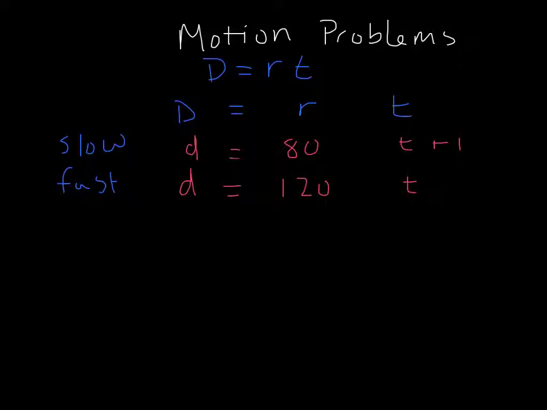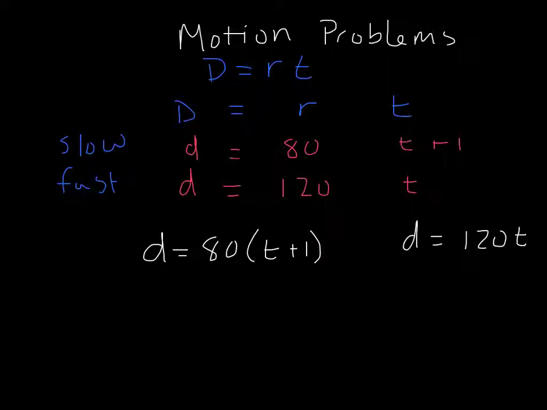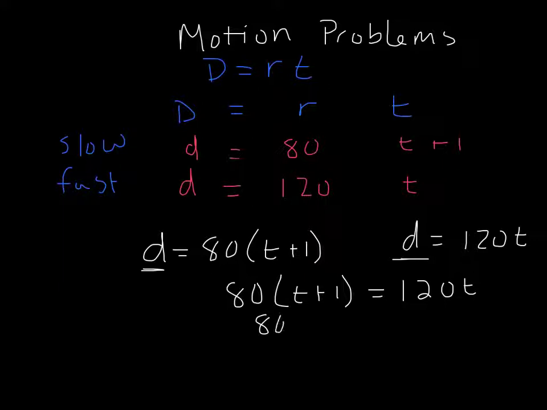Okay, so now our equations for the slow train, you have D equals 80 times (t plus 1), and the fast train is D equals 120 times t, right? Now, we're already solved for something that we both have the same thing. They both have the d's already solved for them. So all you got to do now is just set them equal to each other. So 80 times (t plus 1) is equal to 120t. Okay? Now we distribute. 80t plus 80 equals 120t.